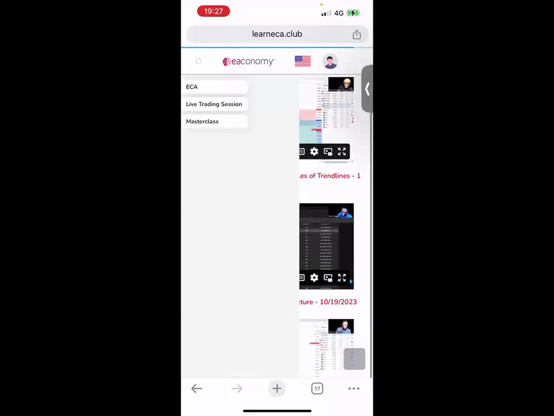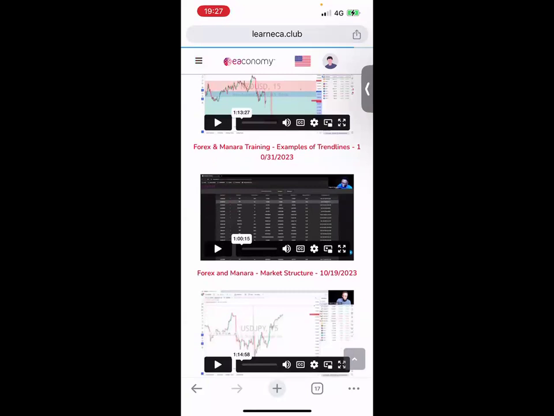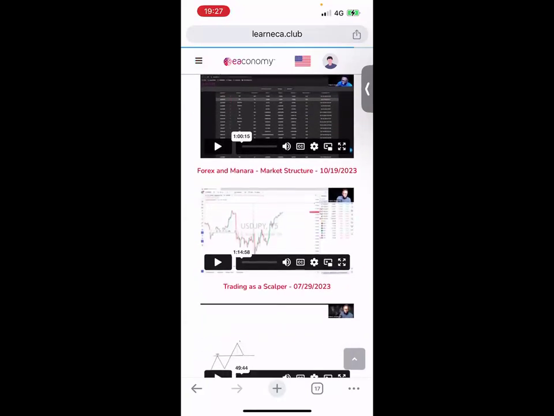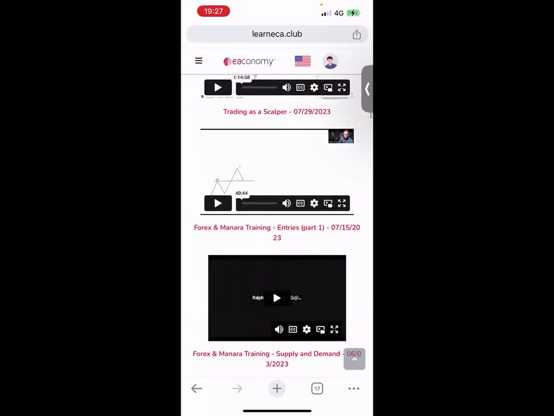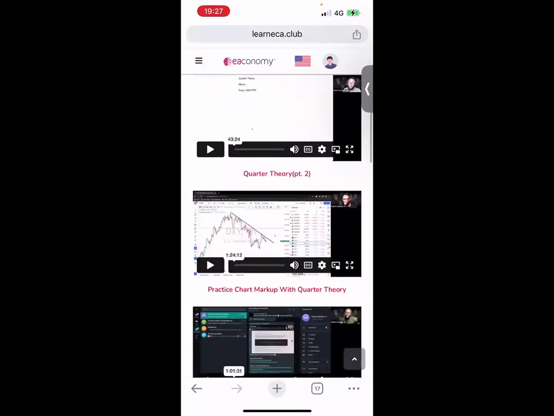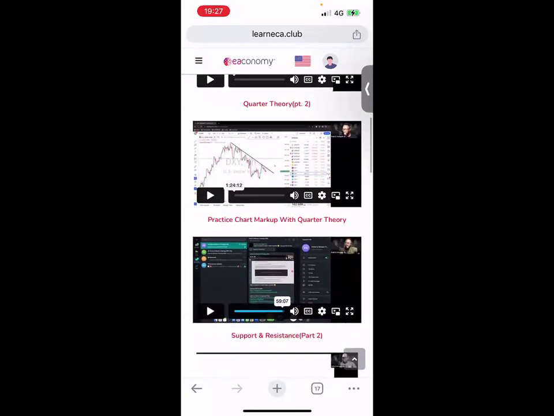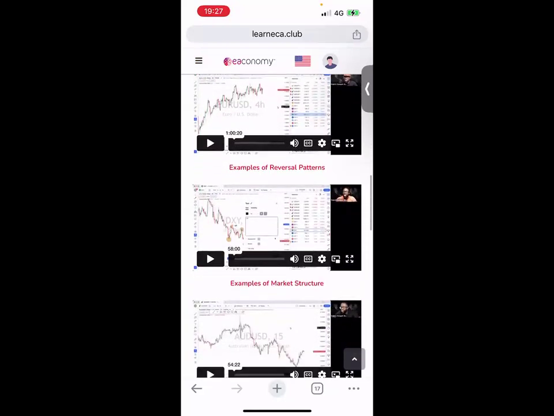Okay. So look at this. You have a full learning hub here. Forex and Manara market structure. It's just next level. And this, you clicked on past weekly sessions. So if we're going to even watch recent videos, it's there: support and resistance, all of these things. It's a full learning level stuff.